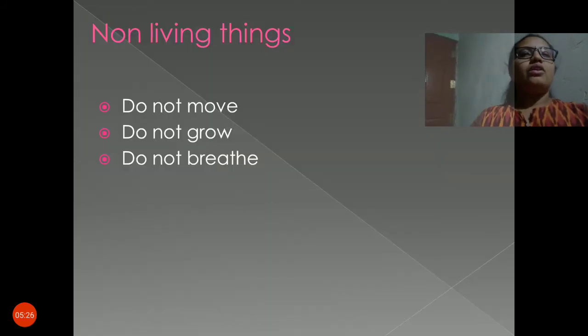Non-living things do not move. They cannot move. Can your pencil and books move without your help? Try it. No. You cannot move the books without your help, correct? They are fixed at one place. If you take it, then it can move. Otherwise, it won't move, correct? So those things which cannot move, which cannot grow, which cannot breathe are the non-living things.